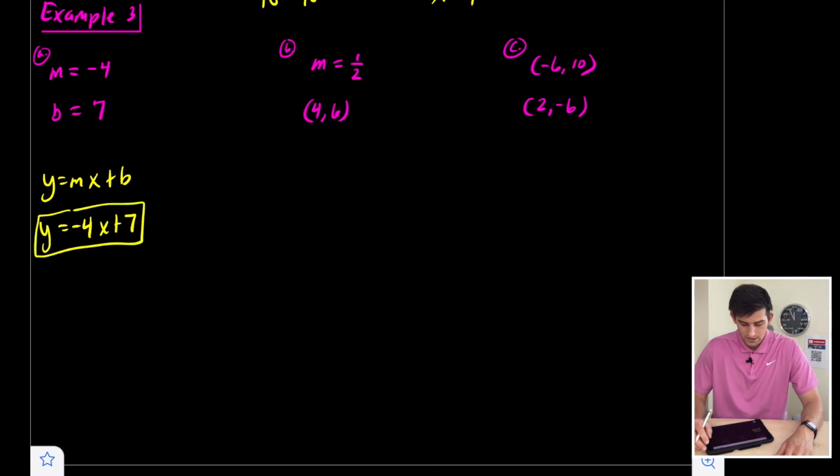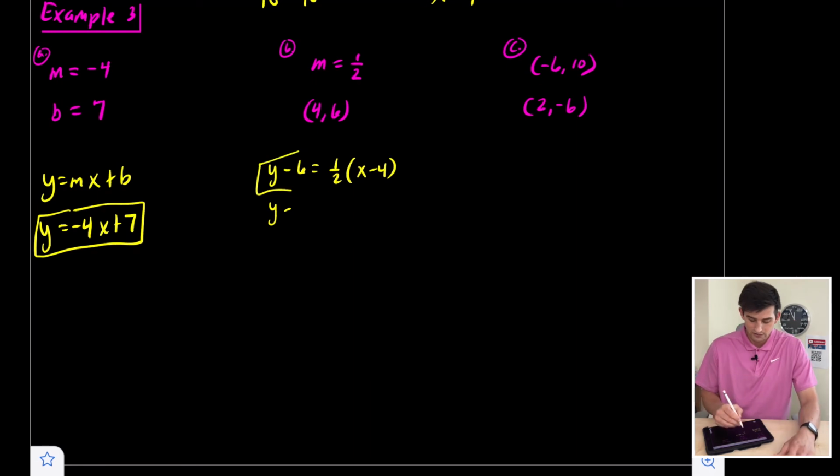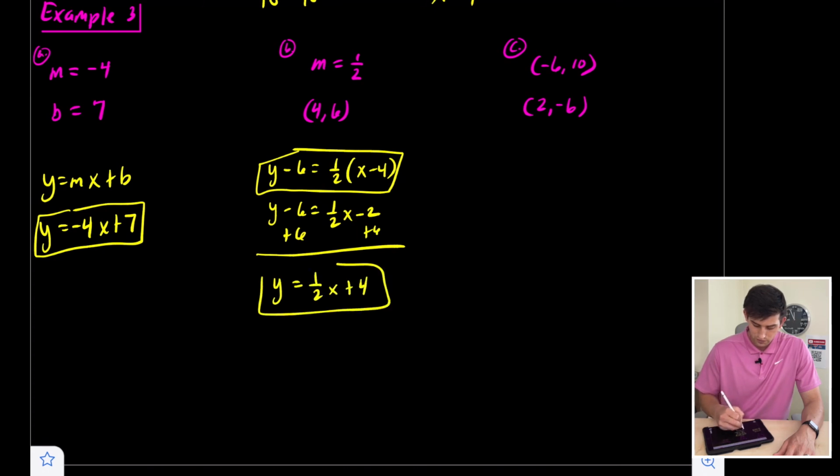Okay. Now for B, we're given the slope and we are given a point. And so now let's use that point-slope form. y minus 6 equals 1/2 times x minus 4. And now, depending on what the question asked, you could leave it like this in point-slope form, or you could simplify to write that in slope-intercept form. So if we simplify it, this would be 1/2 x minus 2 once we distribute the 1/2. Now we add 6 and we get y equals 1/2 x plus 4.